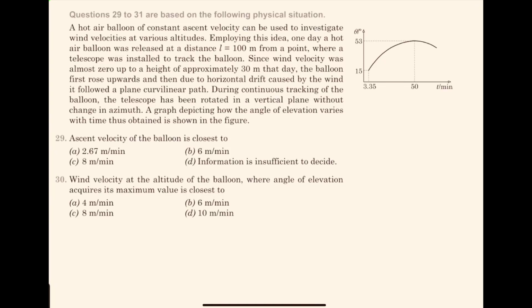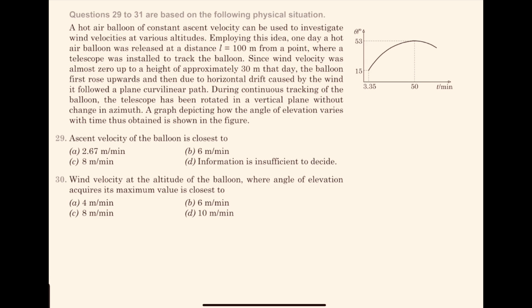Hello everyone, let's see this question. A hot air balloon is released and then it goes up to around 30-meter height with almost constant velocity. There is no drift, and after that there is a horizontal drift caused by the wind. Due to that, it follows a curvilinear path.